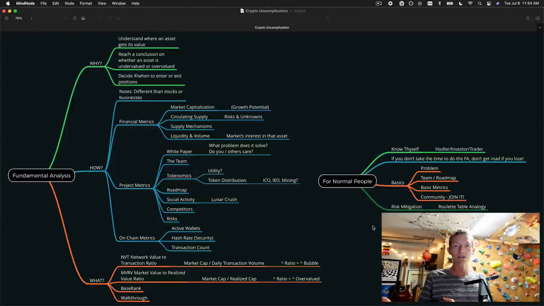What are the basic metrics of the token? Is it being used? What's the actual, not just the trading volume, but what does the community look like that is staking or using or contributing to the computing power of the network?